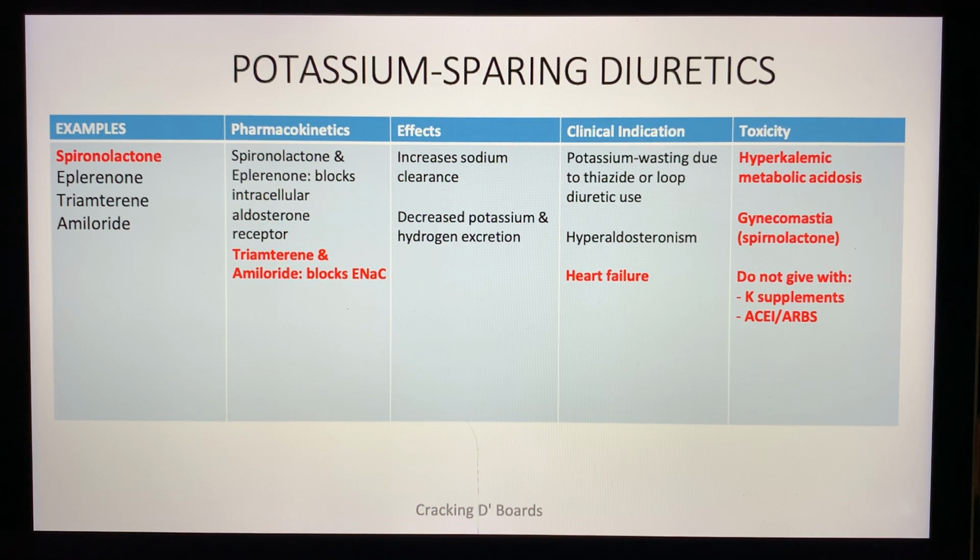Triamterene and amiloride don't act on the aldosterone receptor. The effects: increase in the sodium clearance, decrease potassium as well as hydrogen excretion.